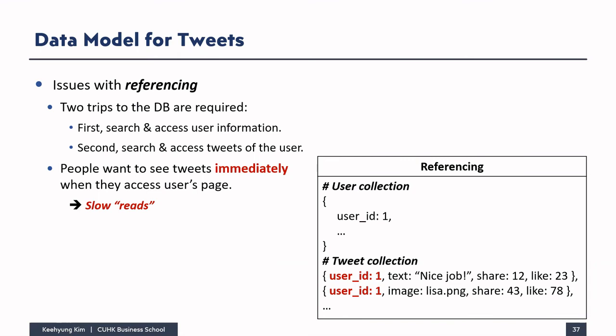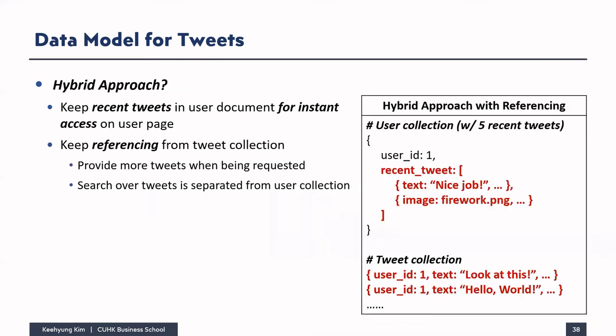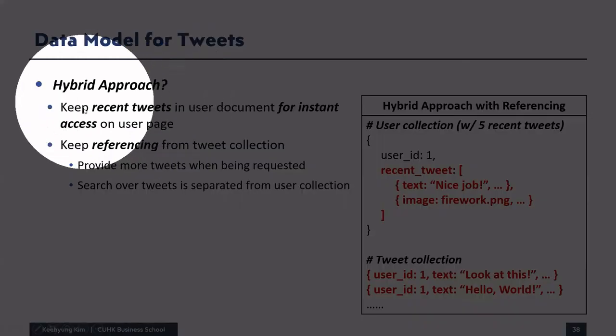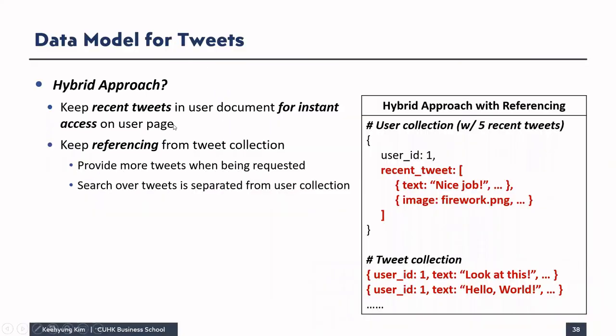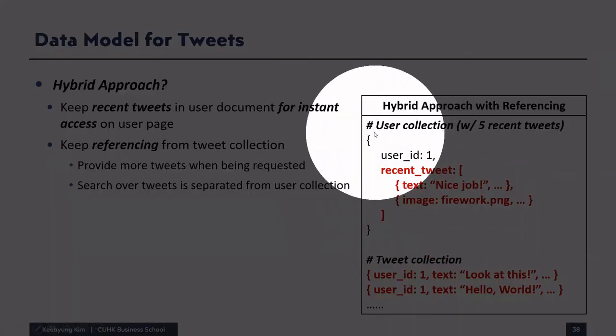So what can we do in this case? Sometimes, actually in many cases, we utilize a hybrid approach. We combine the advantages of these two approaches together, so we make something like this. Keep recent tweets in a user document for instant access on the user page. The nice thing about embedding tweets in the user document is that once you read that user document, the tweet information is already there. So when you click a certain user profile on Twitter, you want to show the recent tweets together, then simply let's embed the recent tweets in the user document.